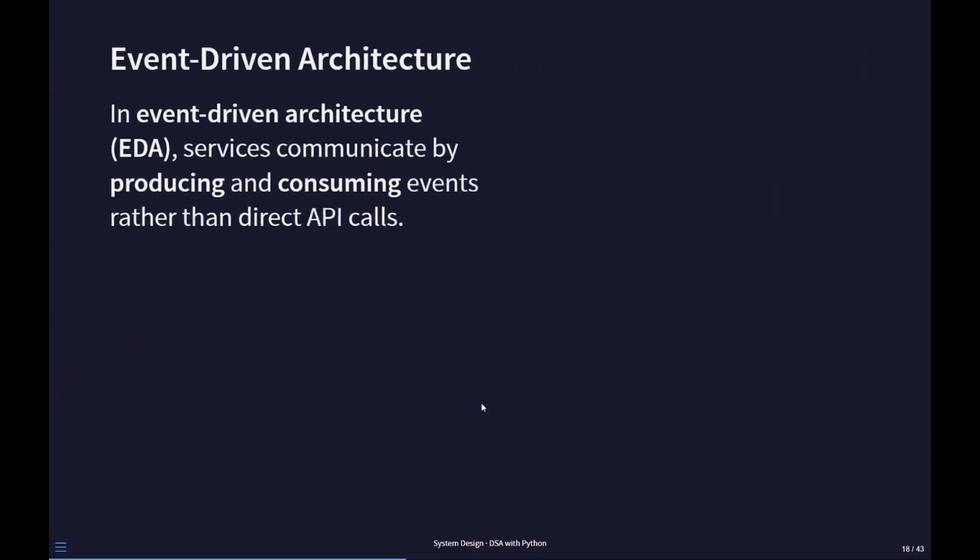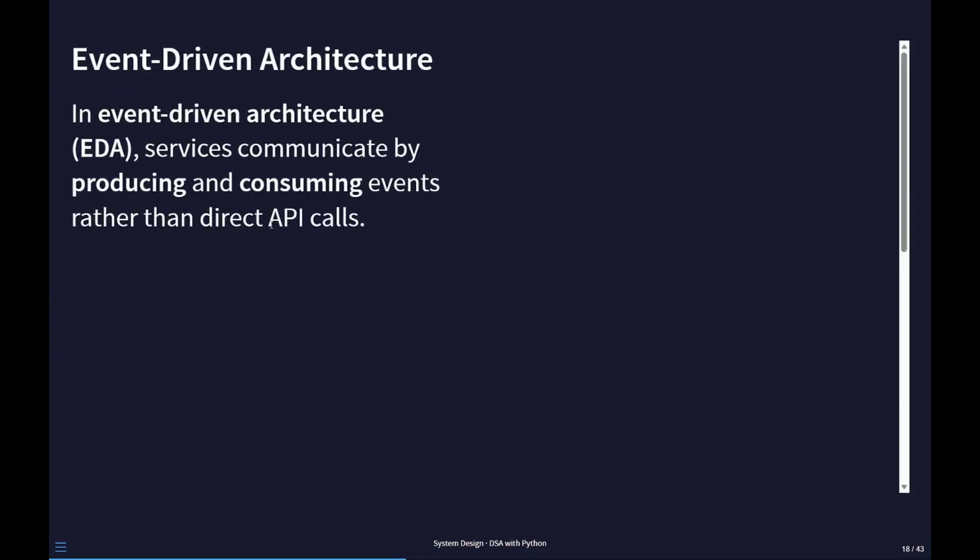Next, event-driven architecture, or EDA, is a style where services communicate by publishing and consuming events, rather than making direct synchronous API calls. Instead of the order service calling the email service, the inventory service, and the shipping service in sequence, it publishes one event, order placed. Each downstream service independently subscribes and reacts to that event in its own time.